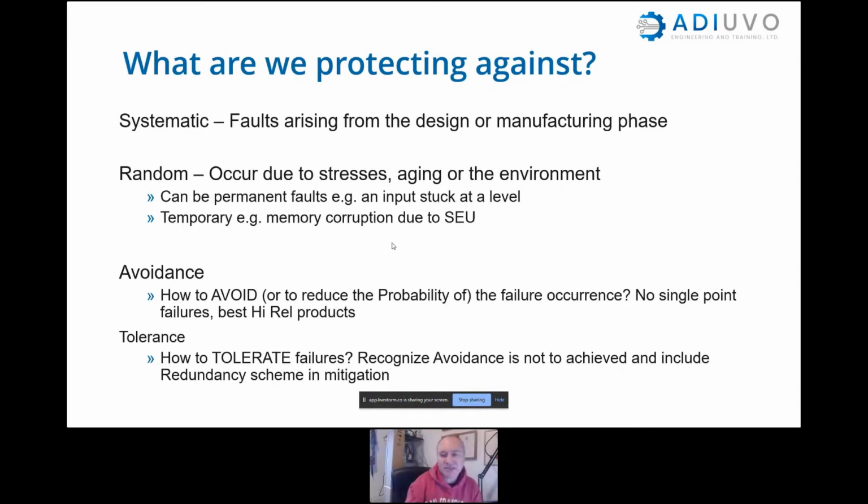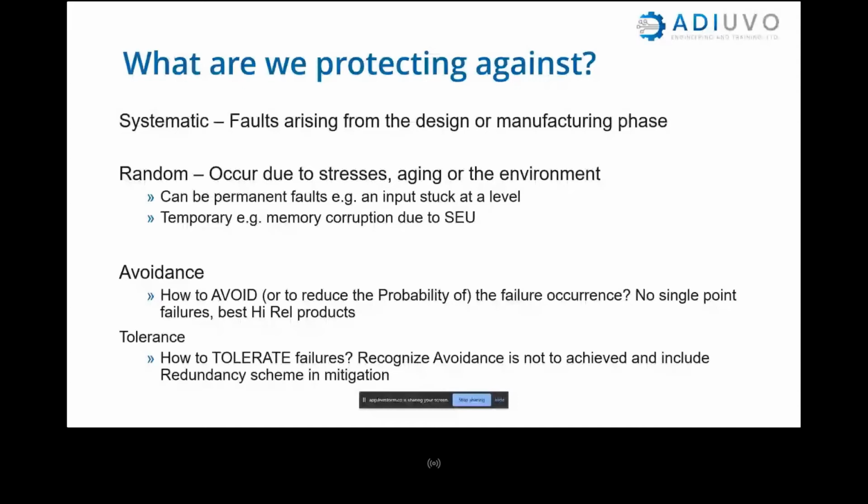And when we design our systems to handle these, we have two options. We can take the avoidance approach, so we can try to avoid the issue by removing single points of failure, by using the best high reliability products we can, by doing the best design and the best design analysis we can. Alternatively, we can try to make our design tolerant of that issue, and keep on moving through.